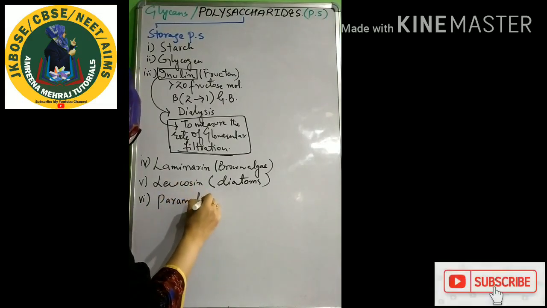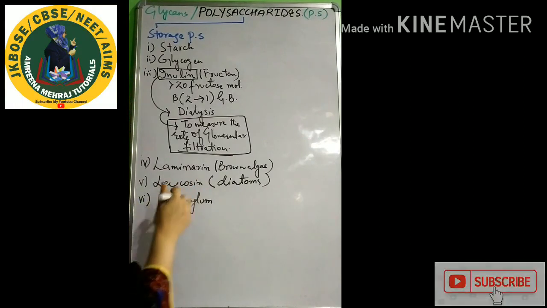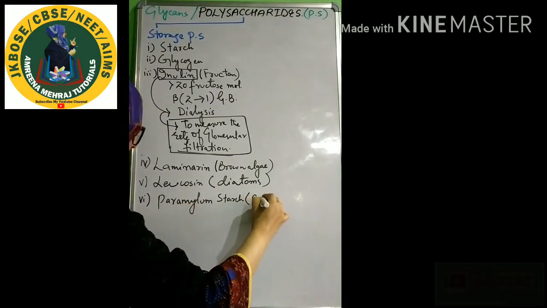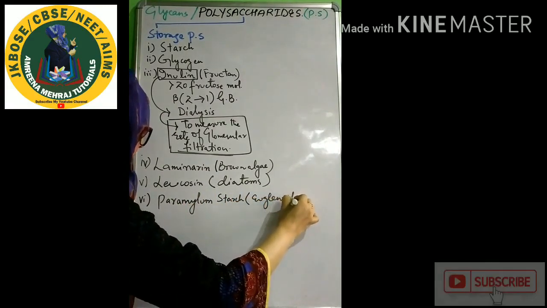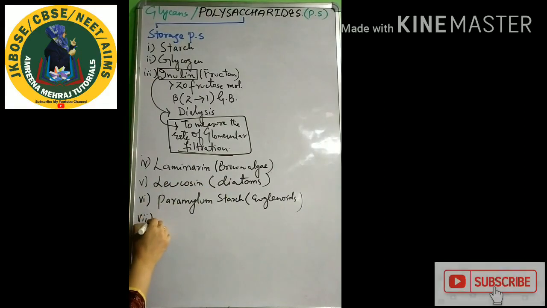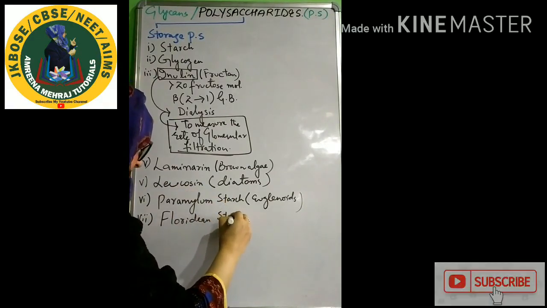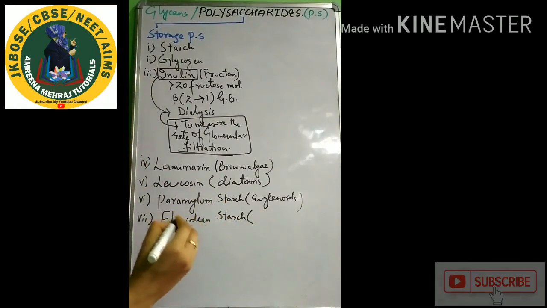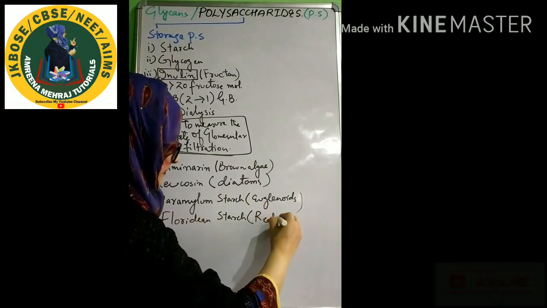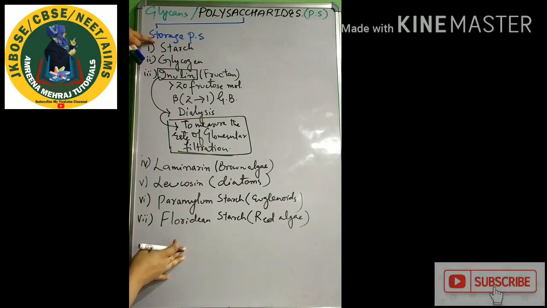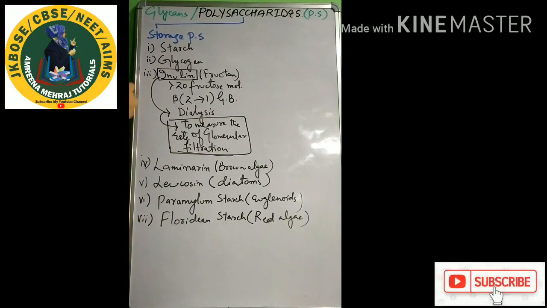Next I will give you is paramylum starch. You remember starch is also called amylum. So you have paramylum starch which is exclusively present in euglenoids. Okay. The last one which I'll be giving you is Floridian starch. Floridian starch is a type of storage polysaccharide which is exclusively present in red algae. Okay, so you have these additional examples of storage polysaccharides. We don't need to go into the depths of these. We have to remember the details about these, but I have given you additional examples also.